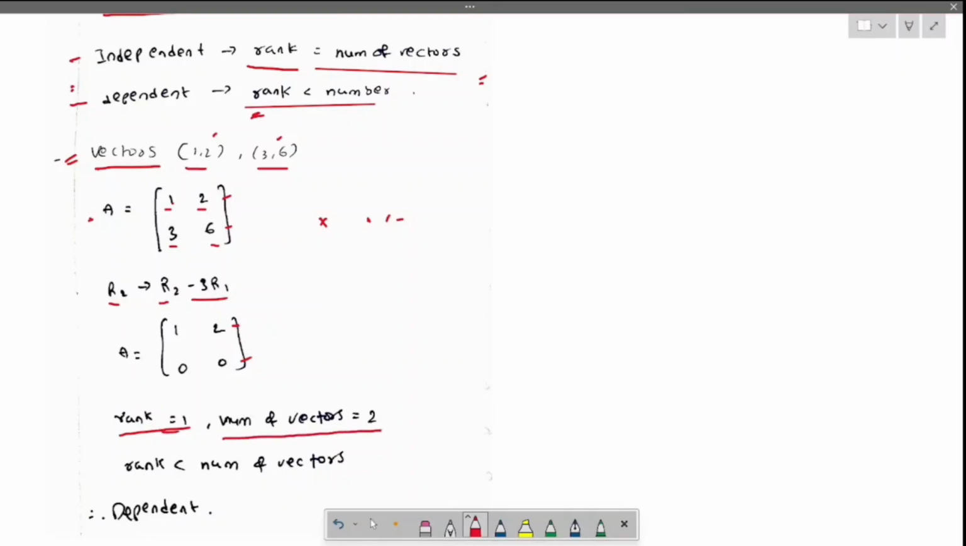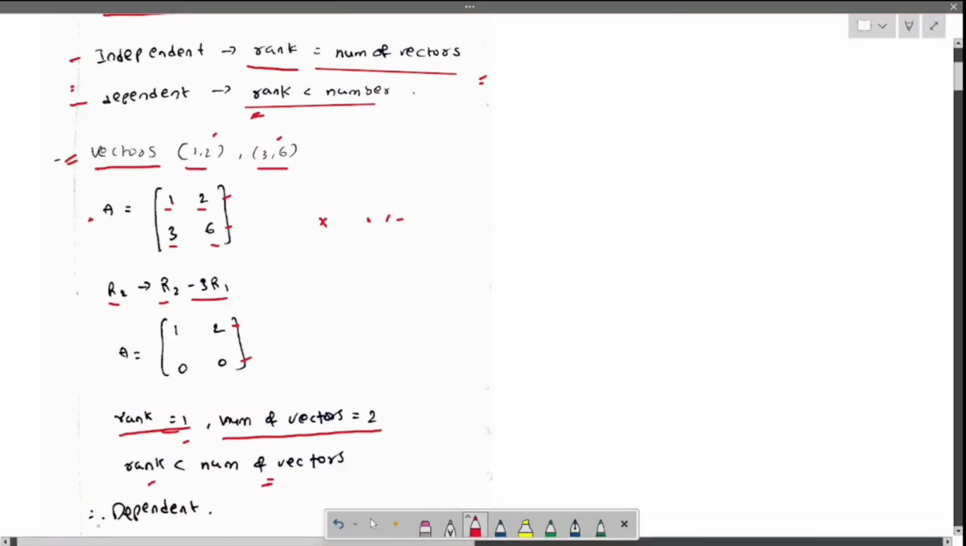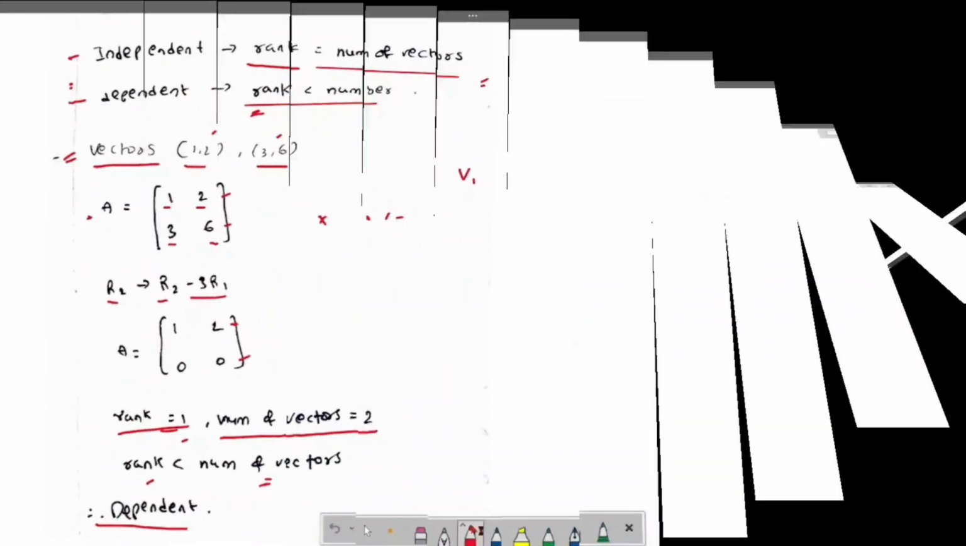The number of vectors is 2, vector 1 and vector 2, right? Now, seeing this, you can state that rank 1 is less than the number of vectors, which is 2. So what is the criteria here? This is the criteria for dependent vectors, right? Therefore, the given vectors are dependent.